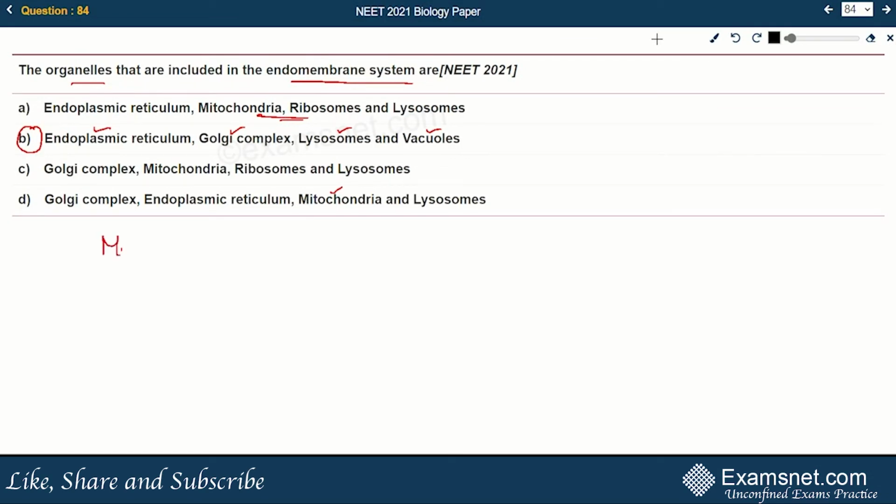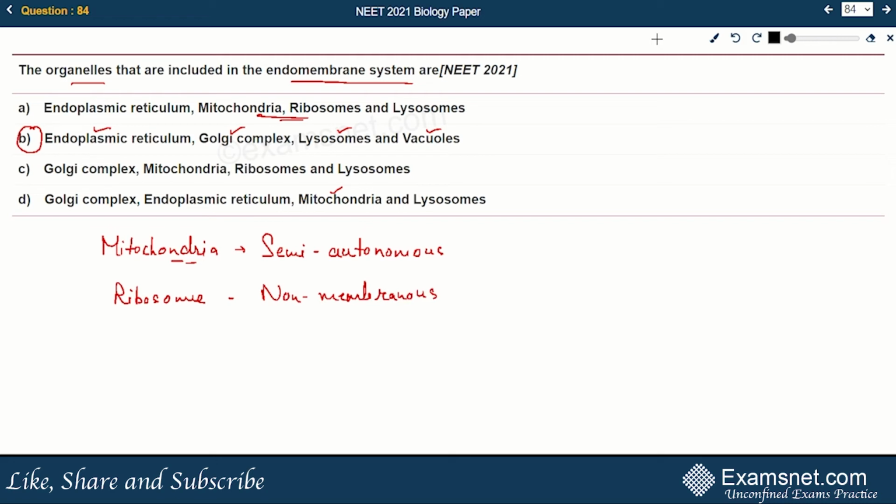What is mitochondria? It is also known as the energy house of the cell, right? And this is a semi-autonomous cell organelle, whereas ribosome is which type of organelle? It is non-membranous. So only option B will be the correct one.